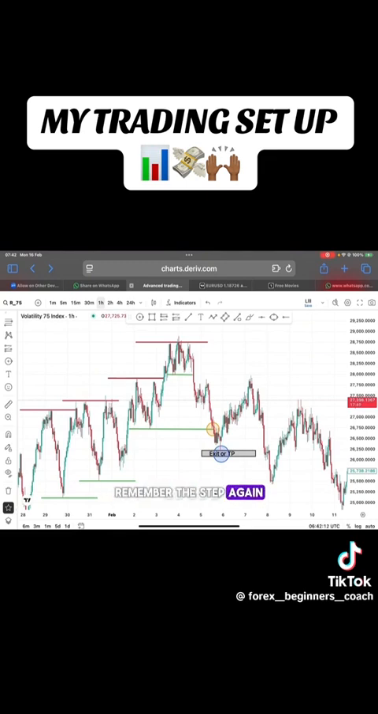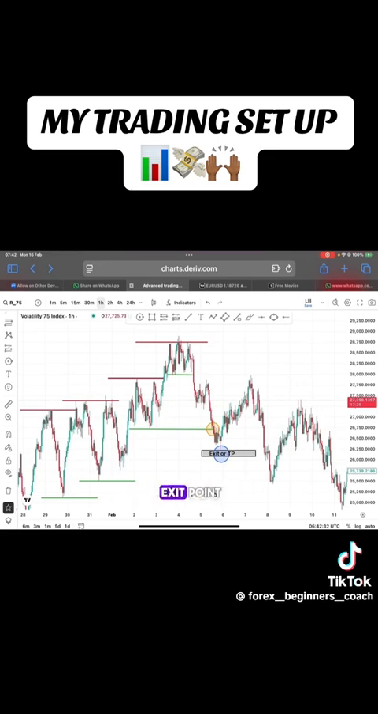Remember the steps again. First and foremost, market structure. Secondly, identify your change of character. Thirdly, identify where the change of character ended, where the market moved to after changing character, where it stopped before it starts retracing. That is where you want to place your TP or your exit point, okay?